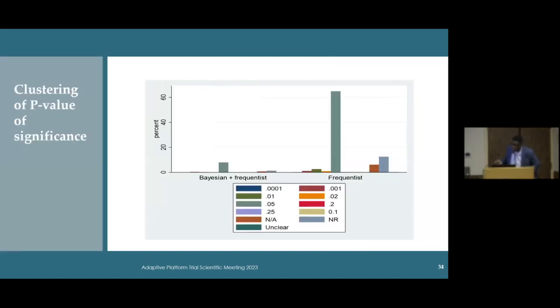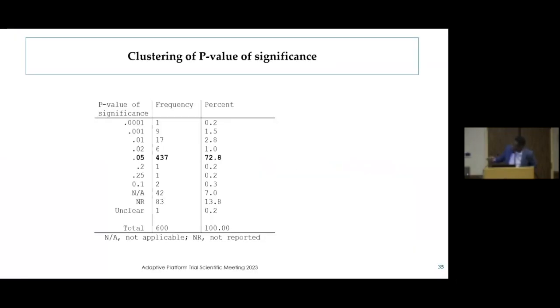When we look at the clustering around the p-value, I think this is the most interesting of all we did. We looked at the different statistical significance thresholds used in the 600 papers. This is what we found. Let me go to the next slide, which is a bit better presented. You can see we had over 437 studies reporting statistical significance as 0.05. And that leads us to the question: is there p-hacking going on here?